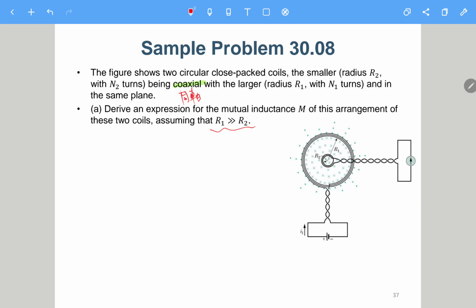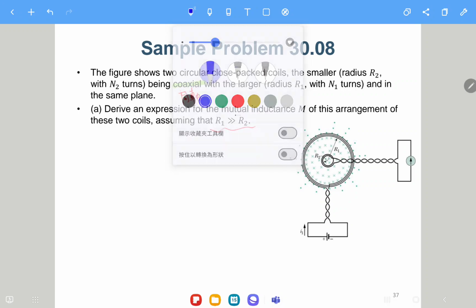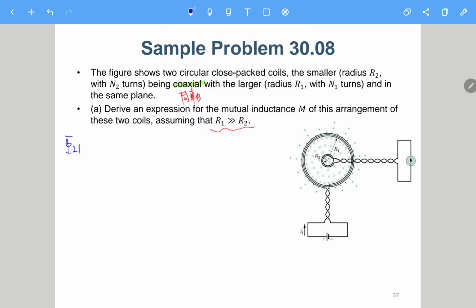Here we try to calculate phi 21. Phi 21 means the source is I1, generating the flux for coil 2. So it is B1 times A2. A2 is the cross-section area of the second coil, and B1 is the B field generated by the first coil. So we have B1 A2 rather than another combination.